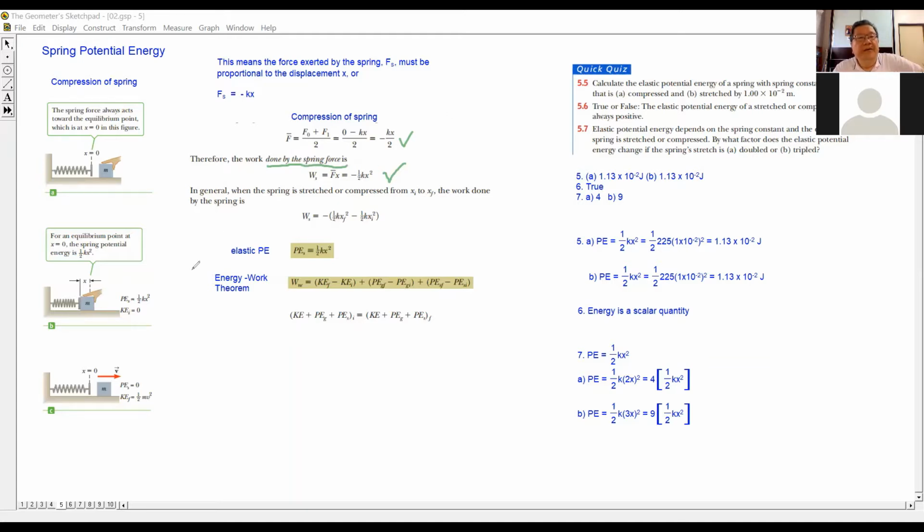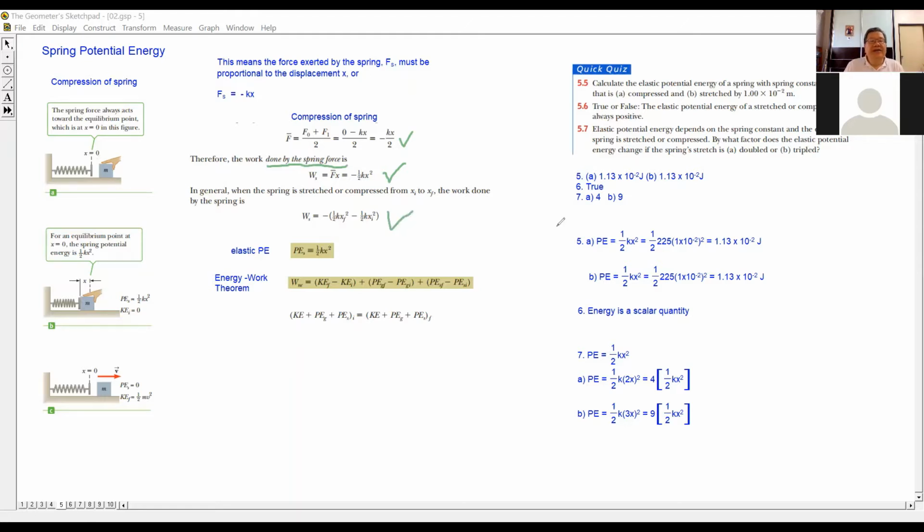Okay. So sometimes you may not start from the equilibrium position, from the zero position here. You may start from a certain compression and you compress it further. So between two compressed states, it is not between the equilibrium state and the compressed state. Sometimes it is between two compressed states. So if you want to know the work done from one compressed position to another compressed position, then you should use this formula.